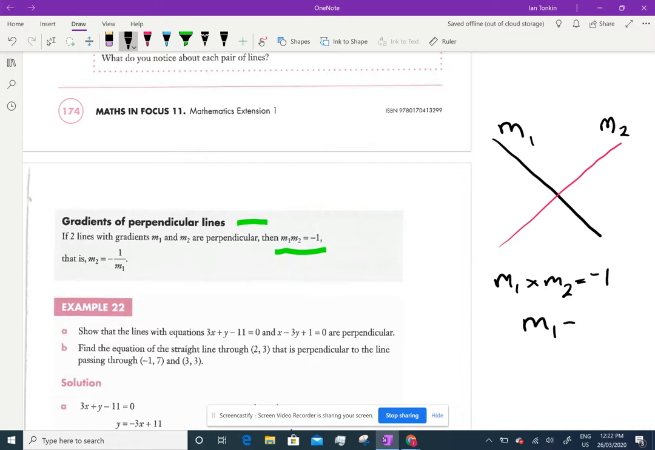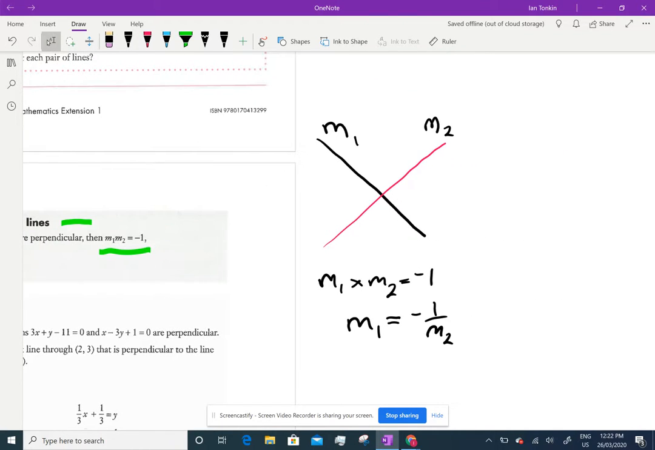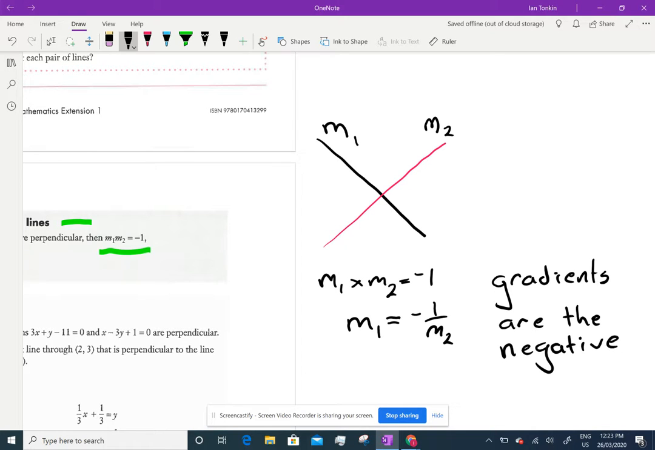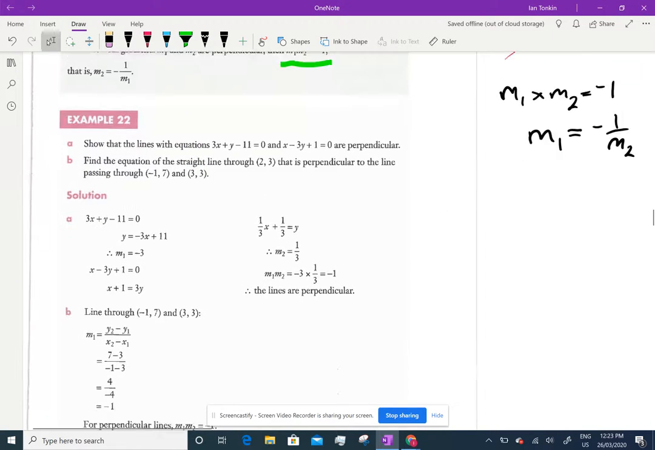To get one gradient in terms of the other, you just divide that M2 across, and therefore, if two lines are perpendicular, their gradients are the negative reciprocal of each other. Now that sounds difficult, but it's quite easy, because all you need to do is turn it upside down and change the sign, and you'll have the gradient of the perpendicular. So how do we apply that?